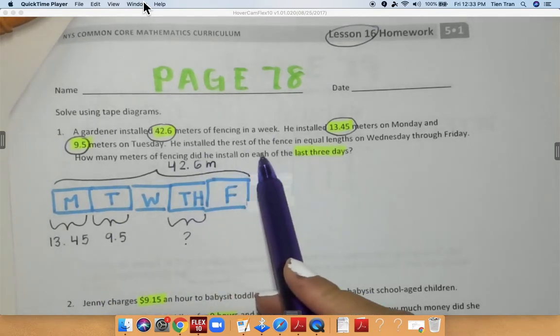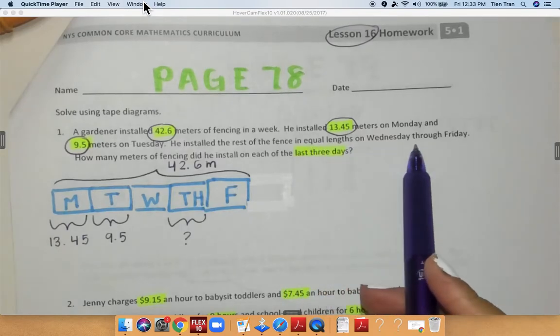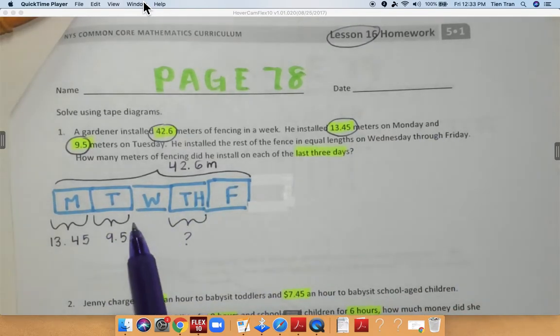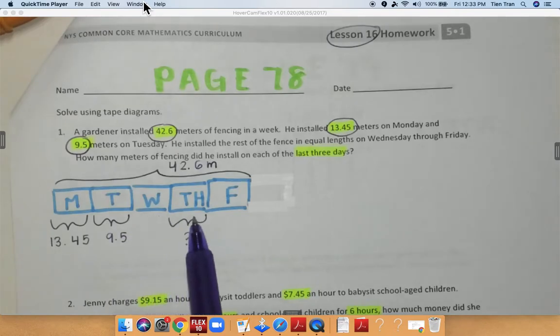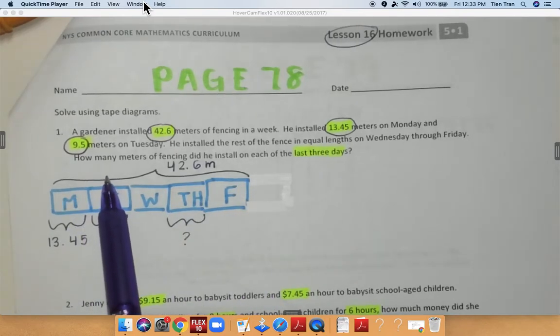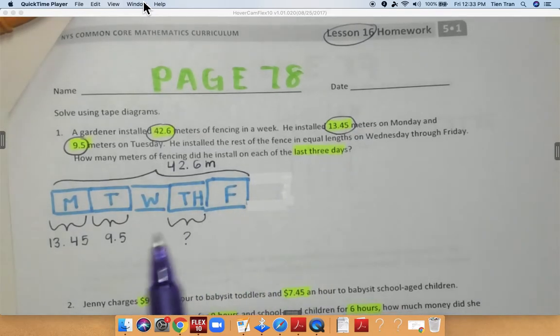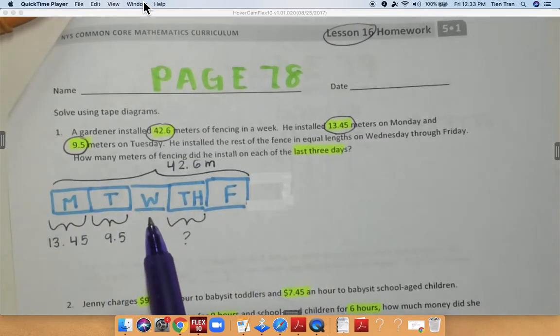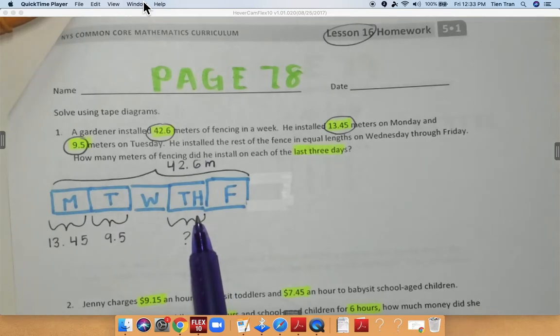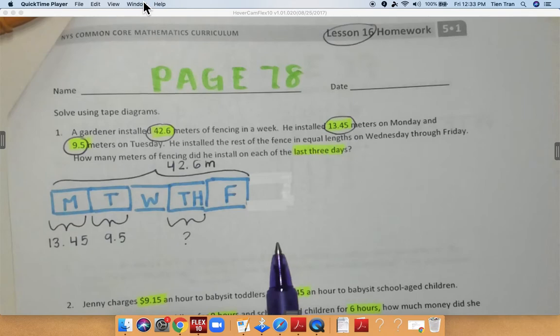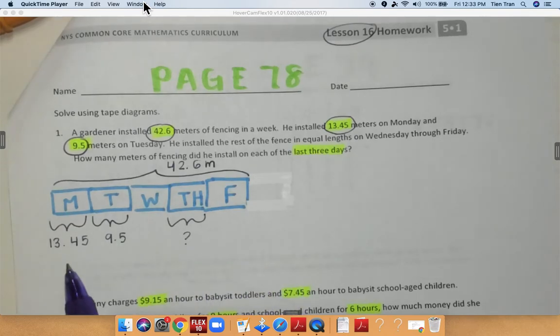And he installed the rest of the fence in equal lengths on Wednesday through Friday. So that means that they're going to be of equal length for Wednesday, Thursday, and Friday. And then how many meters of fencing did he install on each of the last 3 days? So we're trying to figure out for Wednesday, Thursday, and Friday, how much did he install then? Okay, so first thing I'm going to do is add 13.45 plus 9.5.